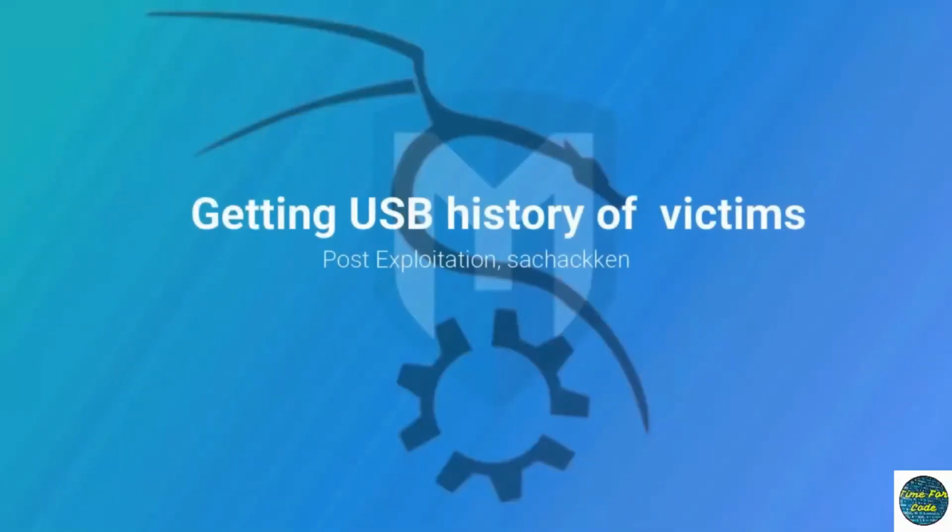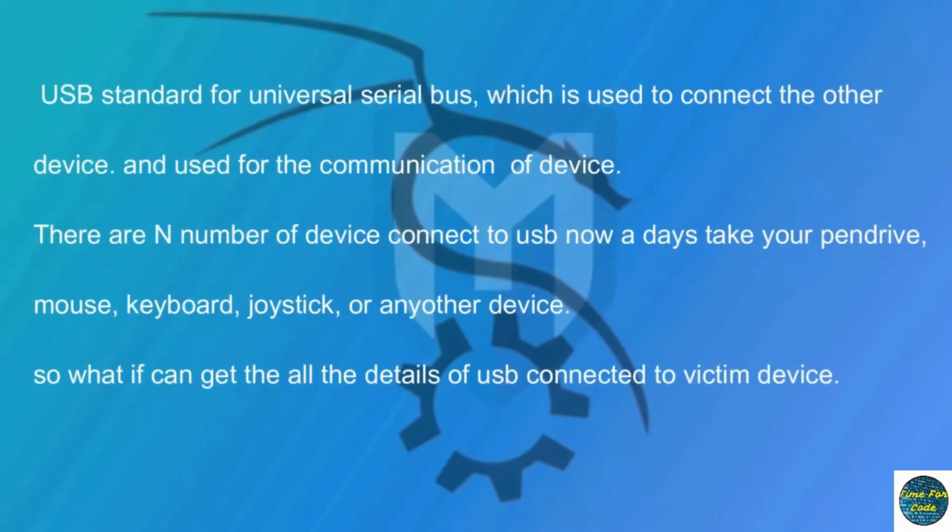In this video, you are going to learn how to get the USB history of a victim PC. USB stands for Universal Serial Bus, which can be used to connect or communicate with other devices. In the real world, you can see n number of devices like pen drive, mouse, keyboard, joystick, or any other devices. Almost all devices are connected through the USB.